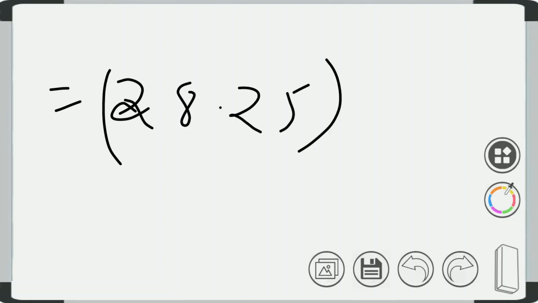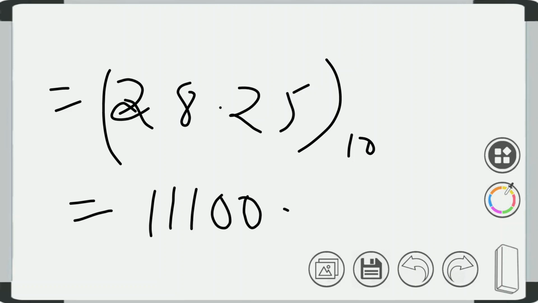28.25 is equal to 11100. Point, the fractional part will be equal to 01. So this is the equivalent binary number system of that BCD which we have taken earlier.